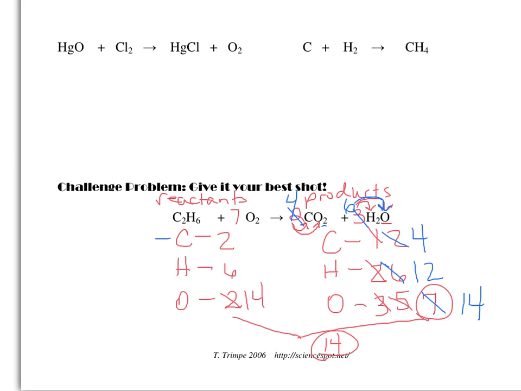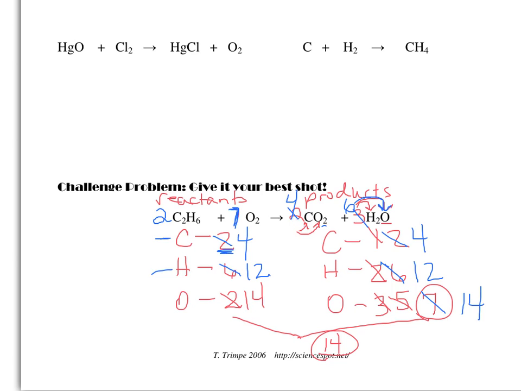So I'm going to have to go back and change my carbon and my hydrogen again. If I have 2 on this side and I want to get 4, the way I'm going to do that is I'm going to put a coefficient of 2 in the front. 2 times 2 is 4. 2 times 6 is 12. And then I already have the 14 oxygens. So let me clean this up a little bit.